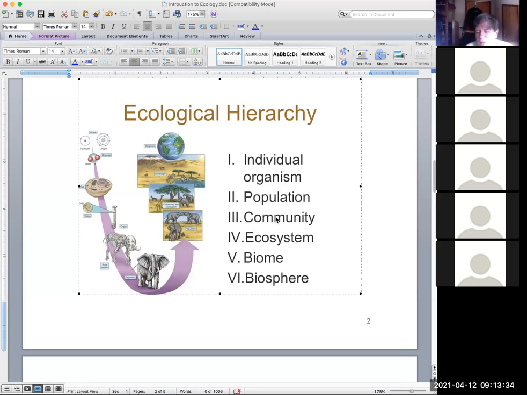And the community level is all the populations of all the species in one local area. So when we say all the populations of all the species, if we're talking about humans, then we have to talk about the E. coli and the lactobacillus and the other bacteria that live in our digestive systems. We have to talk about the dust mites that live on our skin.